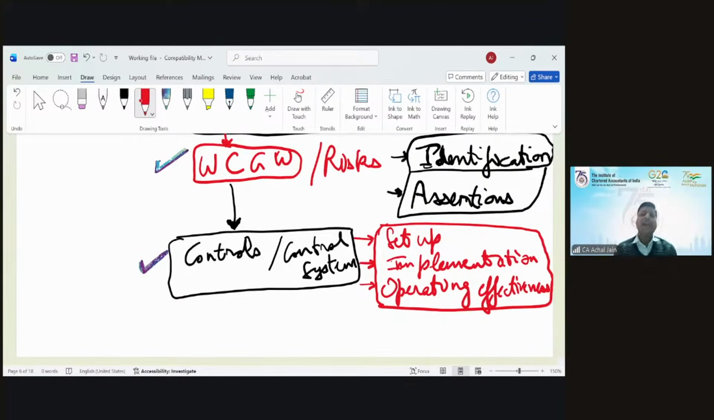So now, how does it help the auditor? See, if all of these things are taken care of, risk identification is done, risk assessment is done, and a control system has been put in place which is also working in an effective manner, in such a case, you get the comfort as an auditor. Yes or no? You get the comfort that the process which has been put in place is good enough to take care of any risk, to prevent it, or even if it is not prevented, to detect it.